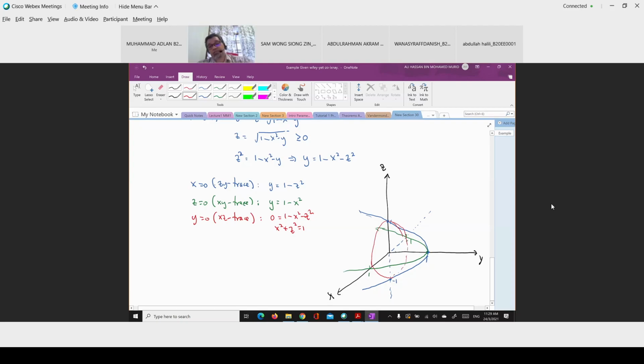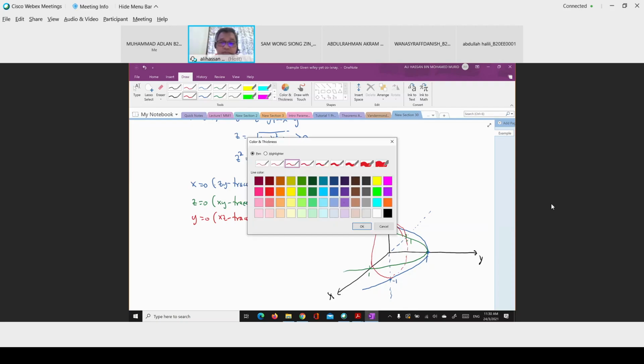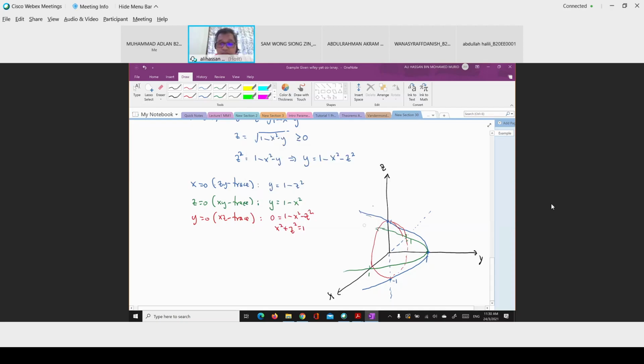So it is like a paraboloid, isn't it? Horizontal paraboloid. Z must be greater than or equal to 0 actually. This is how the original equation looks like. So it is part of the paraboloid actually. What color should I use? Let me use the purple color. Okay, so it is actually the top part only. Not the bottom part, just the top part only.